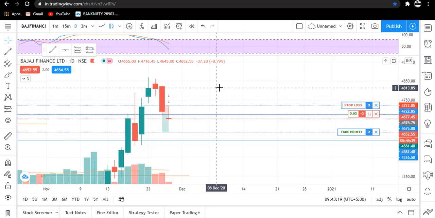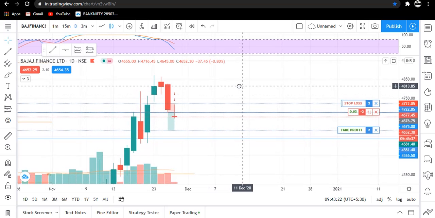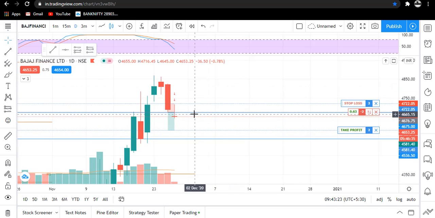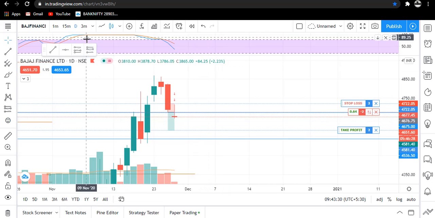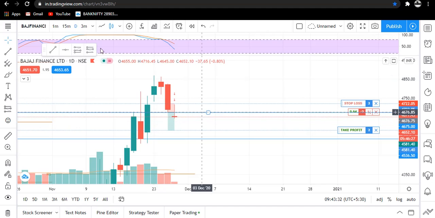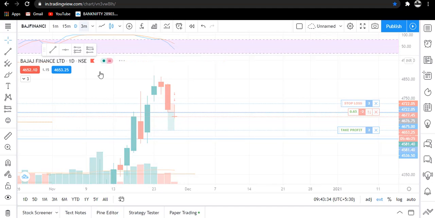Okay traders, so what we did here is we marked the low of yesterday's candle, you can see here. So this was acting as a support price. Now coming on to the 3-minute time frame.